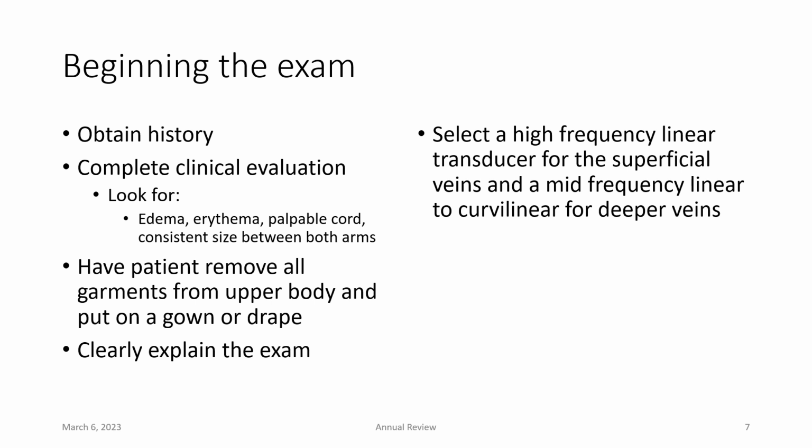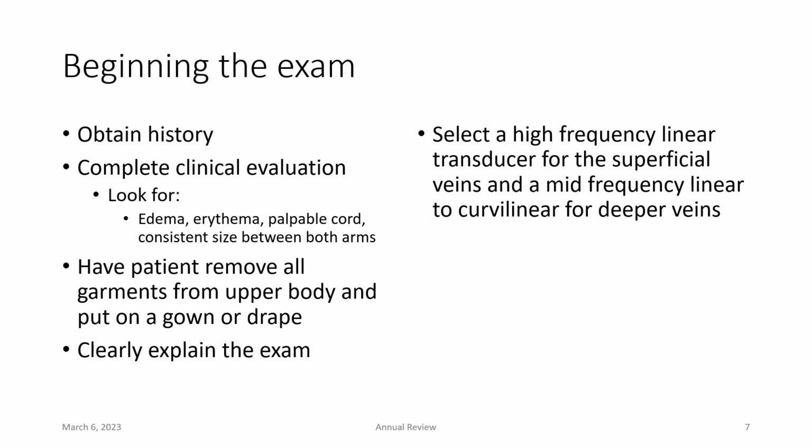So when you're clinically evaluating the patient, we want to look for those signs of thrombosis. So looking for any edema, erythema, the redness of the skin, feeling for a palpable cord, anything like that would be indicative of a possible thrombosis in that general region or distal to that region. The other thing you want to do is take measurements of the arm. So you'd want to measure at the biceps, towards the elbow, and then in the forearm and wrist regions, and look for consistency and size between both arms.